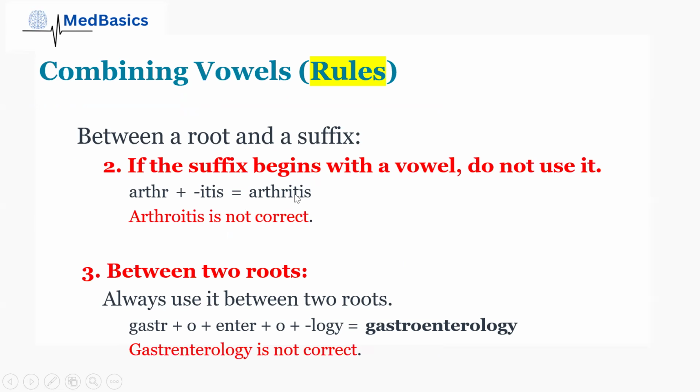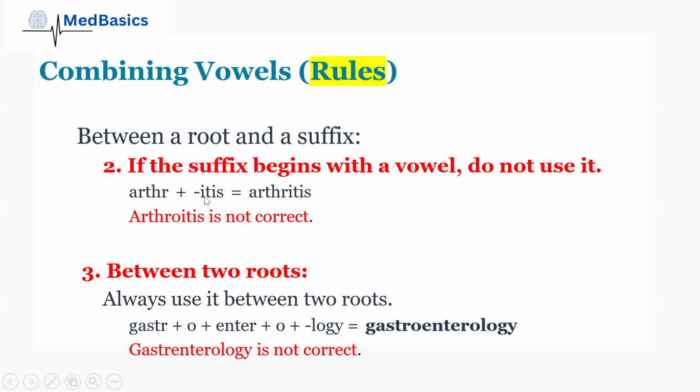The terminology is arthritis, right? Here you can see this is the suffix, and the first alphabet of the suffix is I. Since it is a vowel, we are not going to put a combining vowel between the word root and the suffix. So the correct terminology would be arthritis and not arthroitis. This would be incorrect. I hope it is getting clear now.